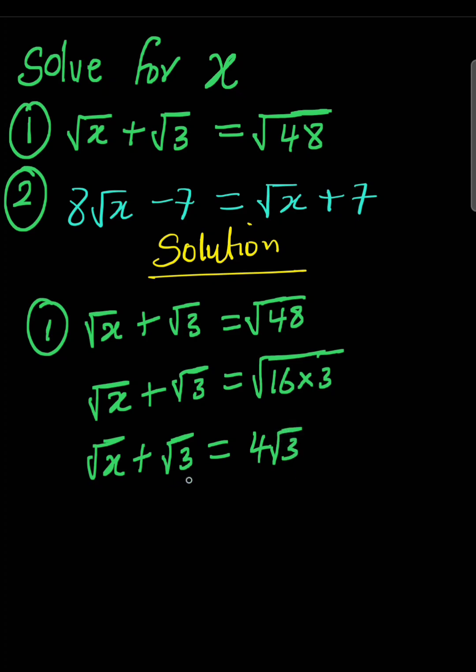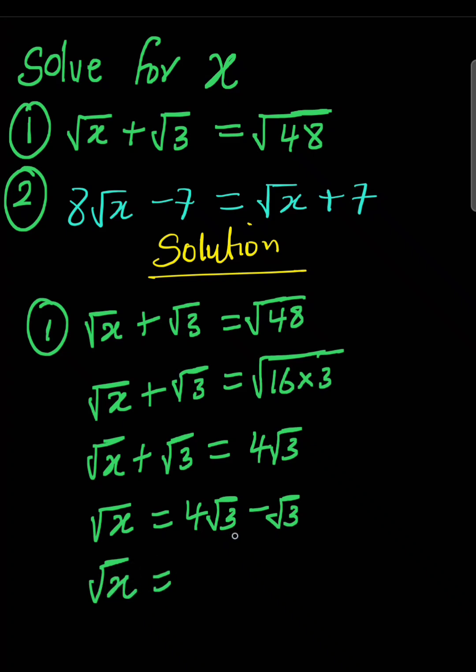Now the next thing we're going to do is to combine the like terms. This root 3, we're going to take it to the right hand side, so square root of x will be equal to 4 square root of 3, and this root 3 that is positive here, when it crosses to the right hand side, is going to be negative root 3. So we have root of x equal to 4 root 3 minus root 3. Since they have the same radical, we can just subtract: 4 root 3 minus 1 root 3 is going to be 3 root 3.